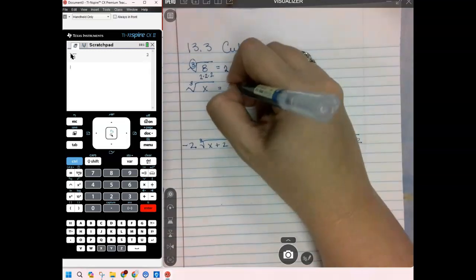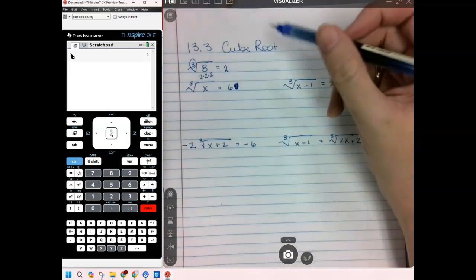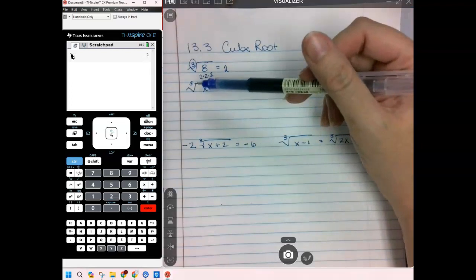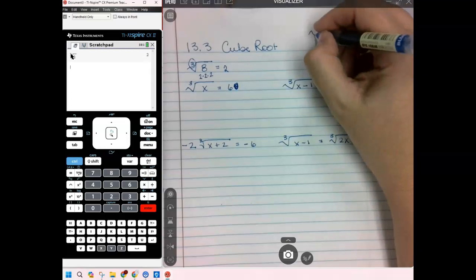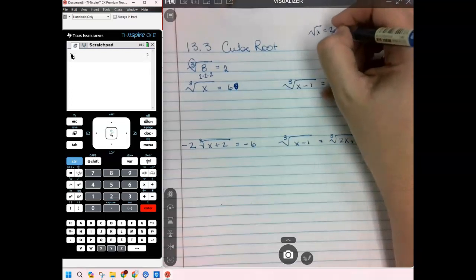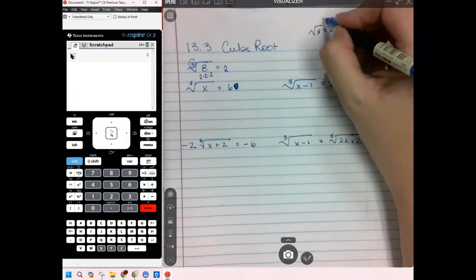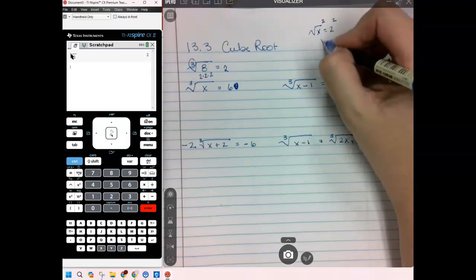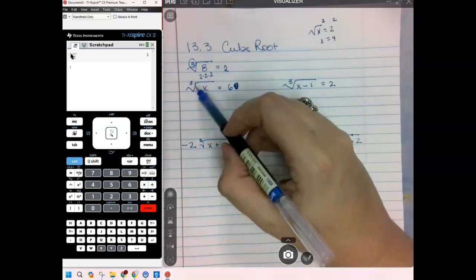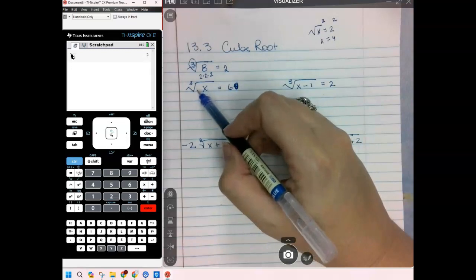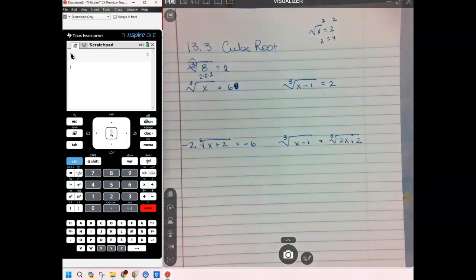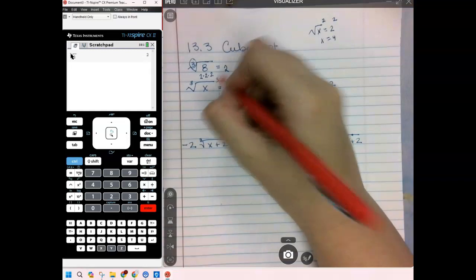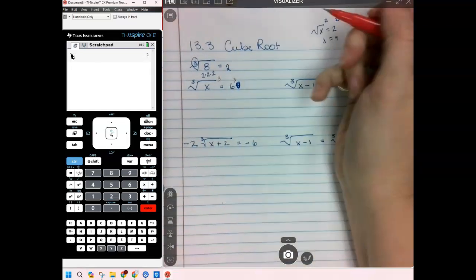I'm going to change this number here just to be a 6 instead of a 64. Okay, so the cube root of x equals 6. So before, when I had the square root of x equals 2, I squared both sides to get my answer. Today, when I have the cube root, I'm going to cube each side to get my answer. So I'm going to cube this side, and I'm going to cube this side.